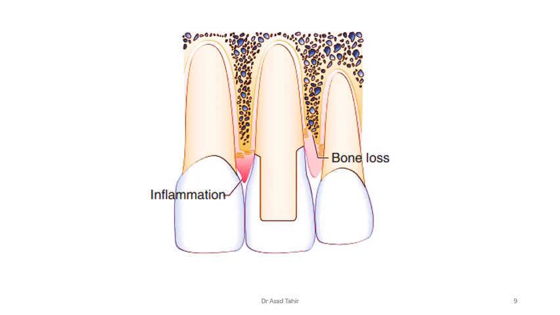Ramifications of a biologic width violation if a restorative margin is placed within the zone of the attachment. On the mesial surface of the left central incisor, bone has not been lost, but gingival inflammation occurs. On the distal surface of the left central incisor, bone loss has occurred, and a normal biologic width has been re-established.